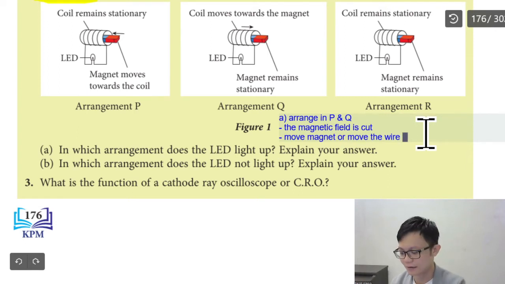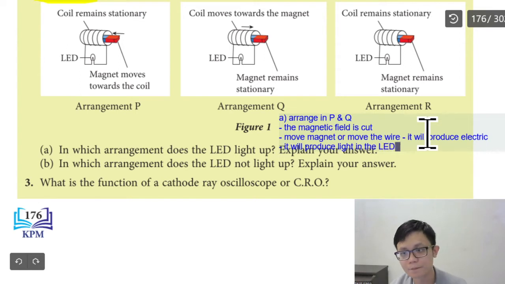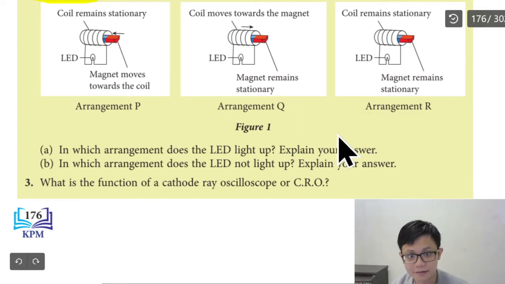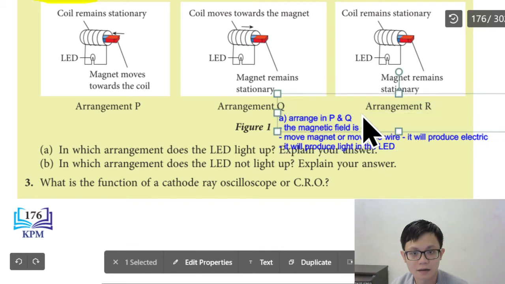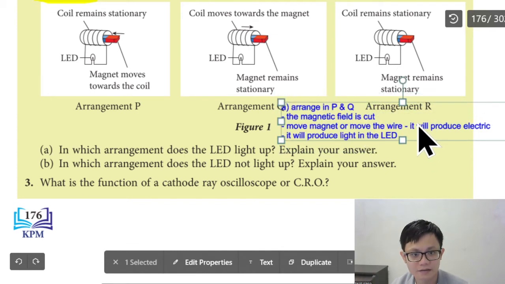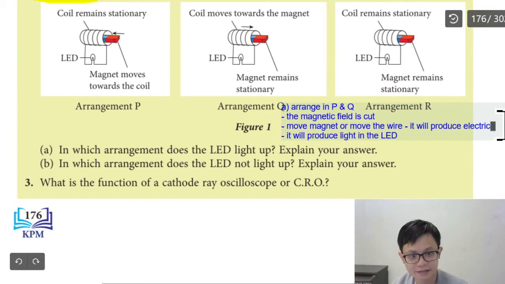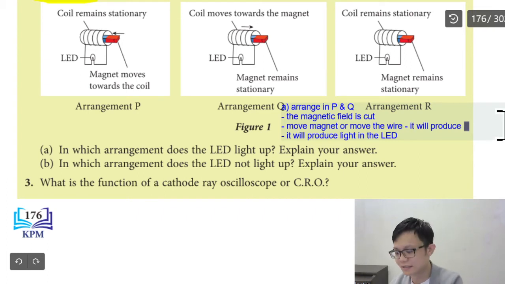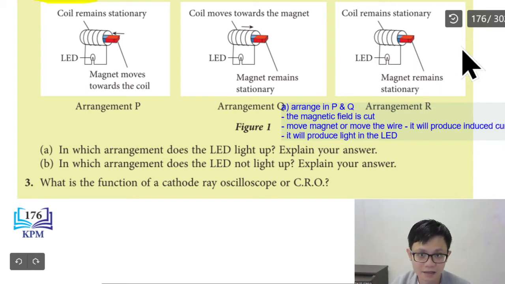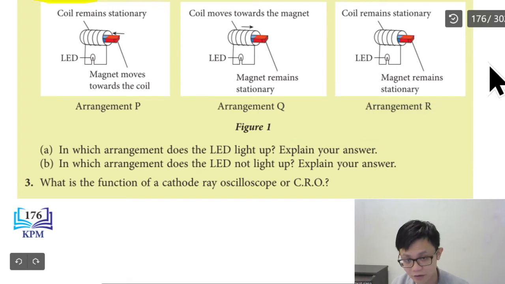And if you produce electric, then it will produce light in the LED. But there's not enough space, and I don't want to say electric. I say induced current. It's the same thing. The reason I say induced current is because the answer carries more meaning in the word.